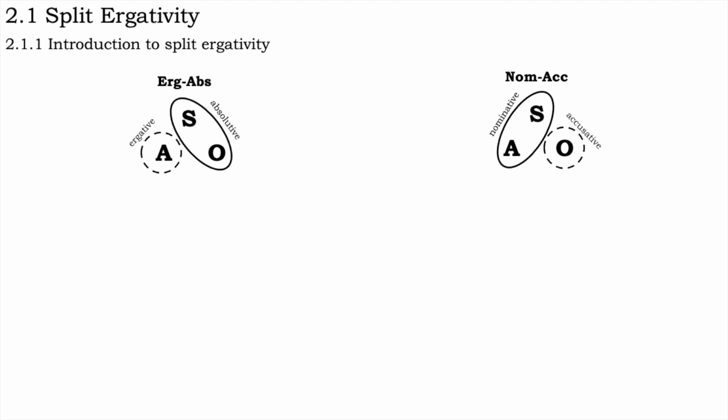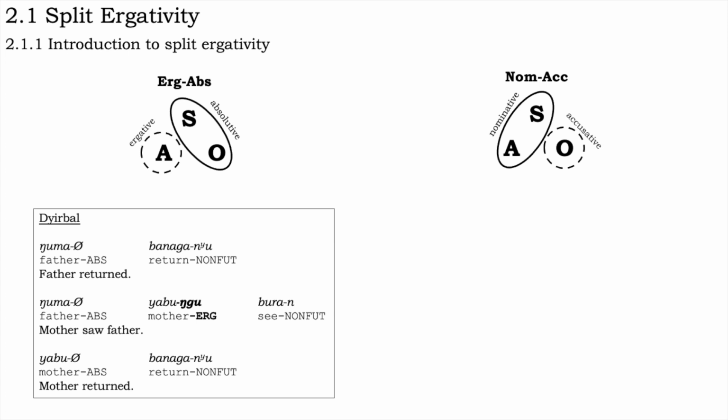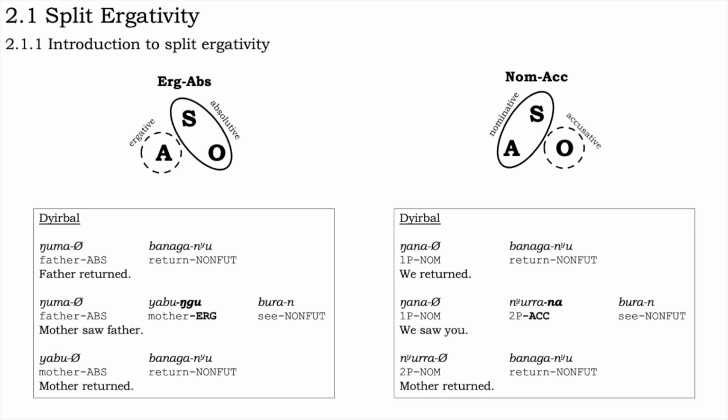For instance, although Diabol is an ergative language, as mentioned in previous videos in this series, it uses nominative-accusative alignment in its pronouns. Ngana banaganyu, ngana nyorrana buran, nyorra banaganyu.